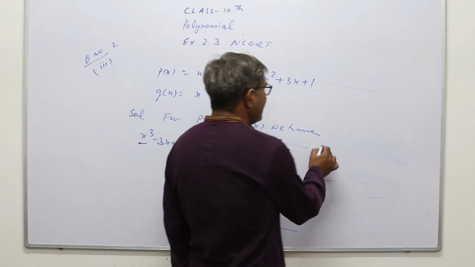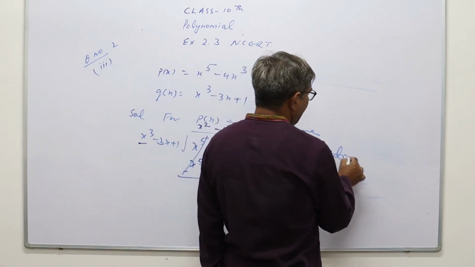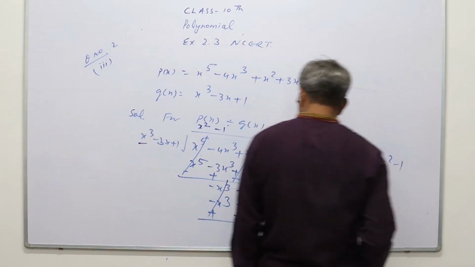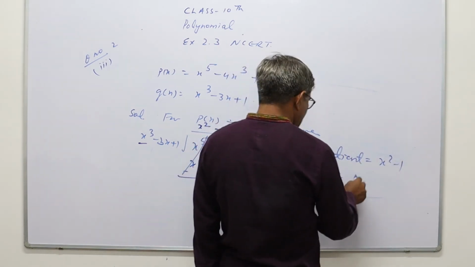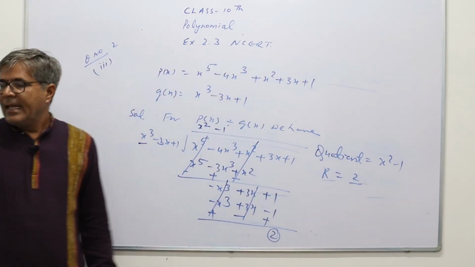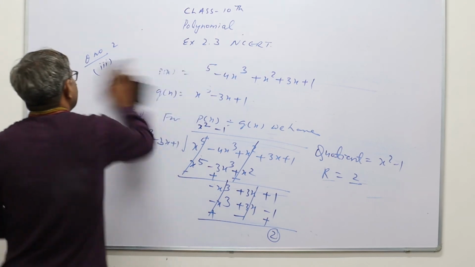So the quotient equals x square minus 1 and the remainder equals 2. In this way, we will solve the next question.